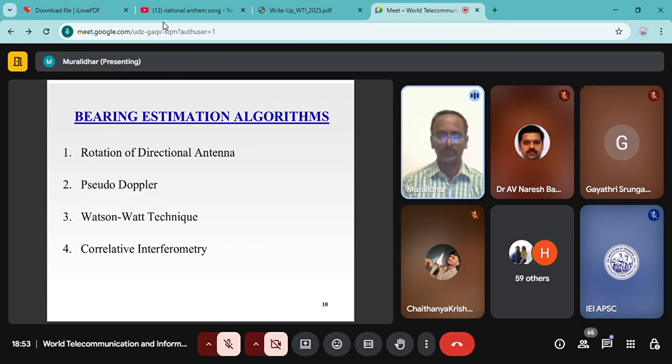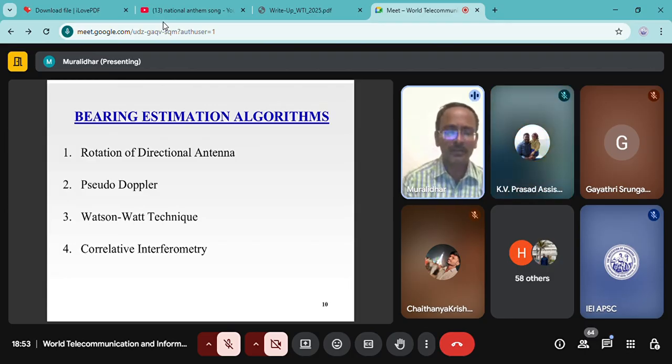So it is ruled out, but not totally. Some people who cannot invest larger amounts in processing boards and other things still follow this technique. I don't want to name the agencies, but some of them are using this directional antenna by rotating the directional antenna.